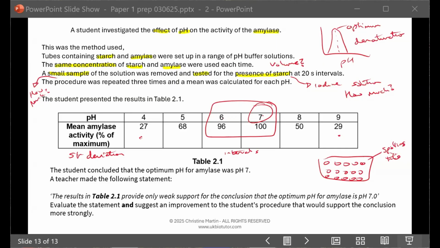So for this evaluate one, which says that would support the conclusion more strongly, that's about can you be sure that 7 is the optimum pH for the amylase? And therefore, you want to do more between the intervals. Would it be worth going all the way down to pH 8? Which is an interesting question. So, should I actually say to do intervals between here and here? Is that a good idea?